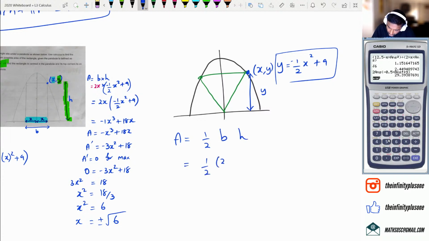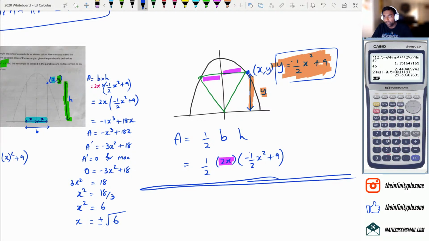Now the base is going to be 2x, and the reason it's 2x is because you've got x there and you've got x there. Then you've got the height, which happens to be y. So because this entire thing is y, we're going to get half times 2x times negative half x squared plus 9. So that's for this type of situation where you have the isosceles triangle actually pointing downwards.